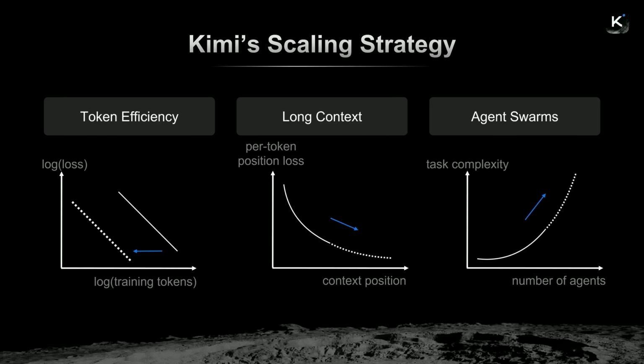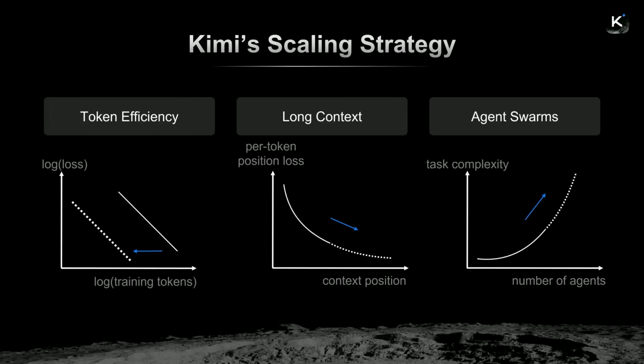But here the point is, we're not going to just scale the number of training tokens, but we also want to improve the token efficiency. Meaning that we want to move this curve to the left-hand side so that we can achieve a much lower loss using the same number of training tokens. And this can be achieved by having better architectures and optimizers, as we'll discuss in our later slides.